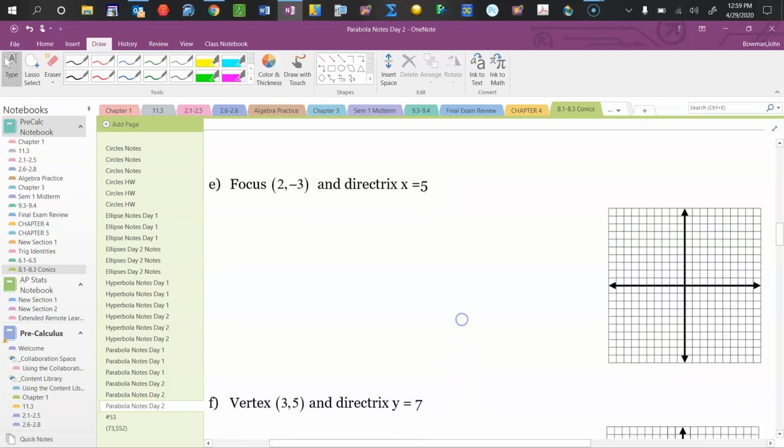All right, the next problem, we're given the coordinates of the focus, which are 2, negative 3, right there. And the directrix, which has the equation x is equal to 5. So x is equal to 5 right there. I drew that in the wrong place. Let me move that over one. X is equal to 5. All right, and we know that the vertex is going to be halfway between those two. So here's what our parabola sort of looks like. It opens to the left like that.